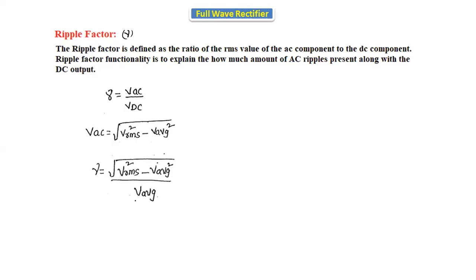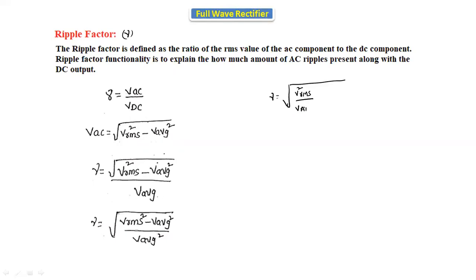Now if we take the V average inside, we will get V average square minus V average whole square divided by V average whole square. Taking the square root separately, gamma is equal to the square root of VRMS whole square divided by V average whole square, minus V average whole square divided by V average whole square, which gives 1. Finally we get gamma equal to the square root of VRMS square by V average square minus 1.